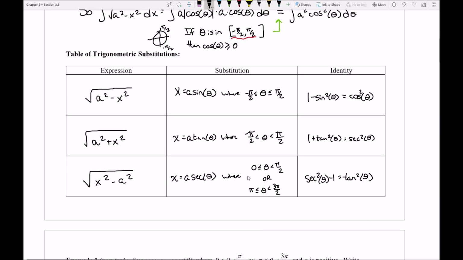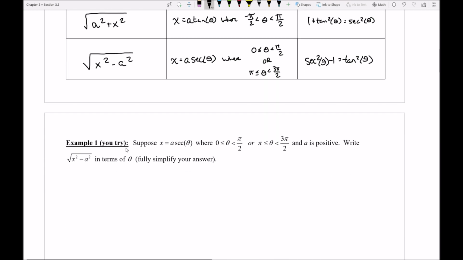But to help understand why, I'm going to ask you to take a look here at example number 1. Can you see how you would begin to simplify this radical down if you were using this substitution and this angle restriction? Pause the video really quick and see if you can work through this. And of course, when you hit unpause, you'll see me working through the solution.